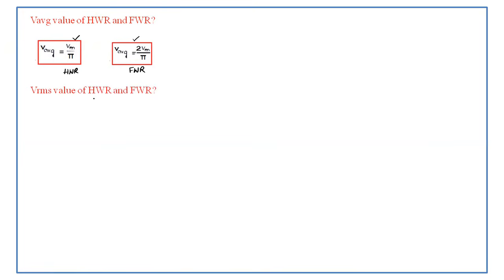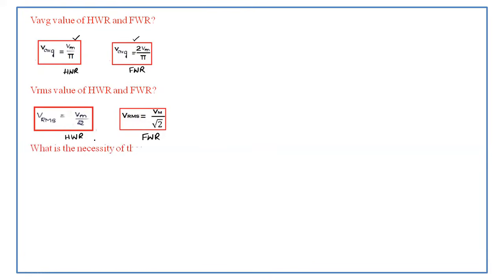Next, the V average value of the half-wave rectifier and the full-wave rectifier. The V average value of the half-wave rectifier is Vm by pi. While in case of the full-wave rectifier, it is 2Vm by pi. Next one is the VRMS value of half-wave rectifier and the full-wave rectifier. The VRMS value of half-wave rectifier is Vm by 2. While in case of full-wave rectifier, it is Vm by root 2.